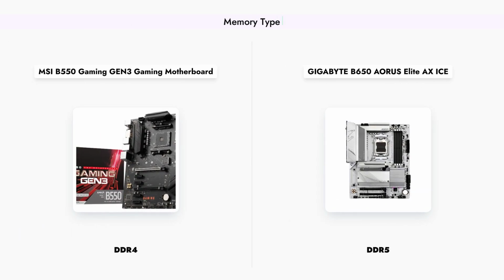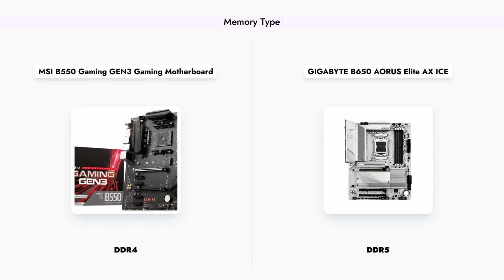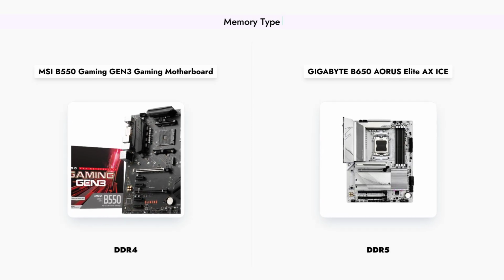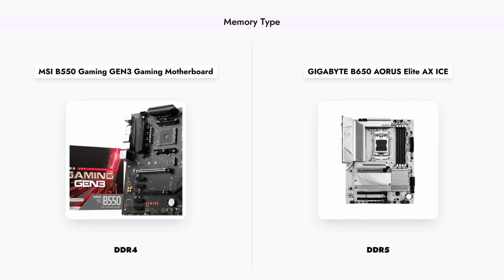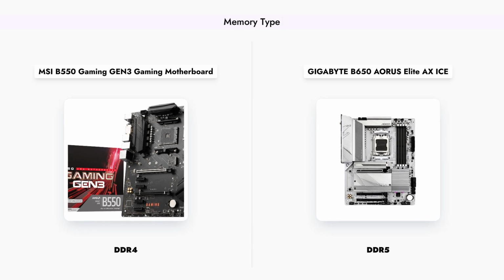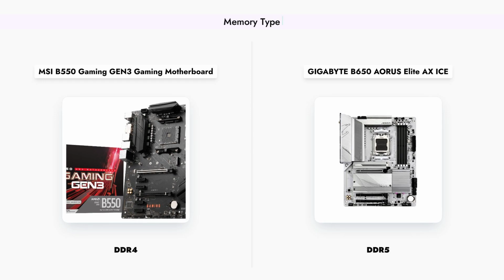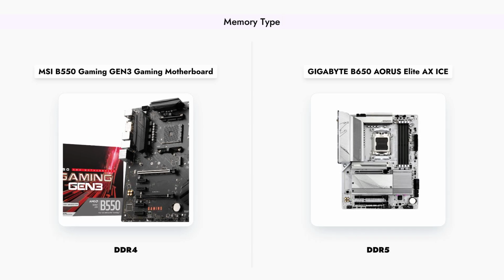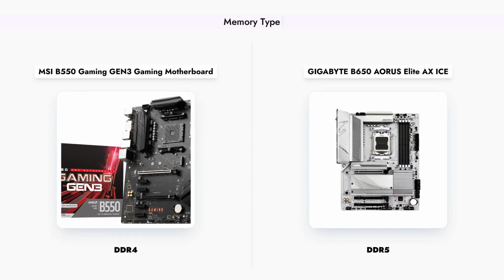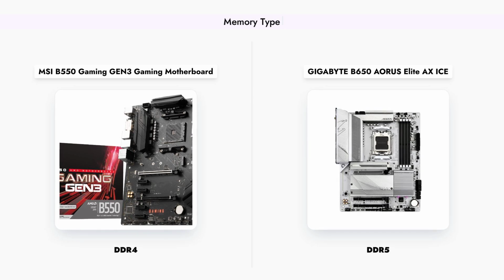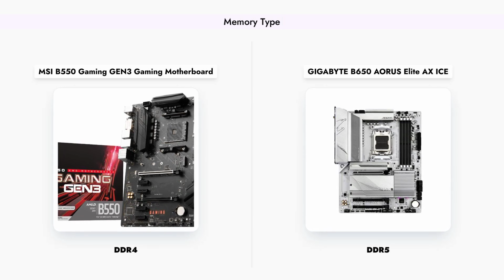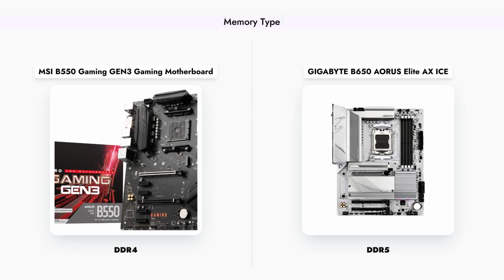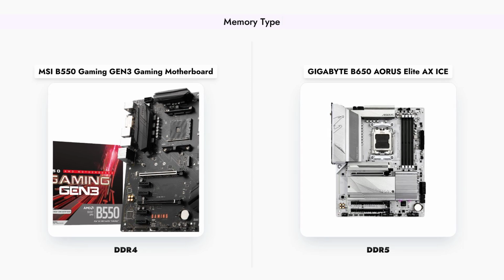When it comes to memory support, the MSI B550 Gaming GEN3 utilizes DDR4 memory, which is widely available and cost-effective. On the other hand, the GIGABYTE B650 AORUS Elite AX supports the newer DDR5 memory, providing higher speeds and improved performance. This advancement in memory technology allows for better multitasking and gaming experiences, making the B650 a more future-proof option.